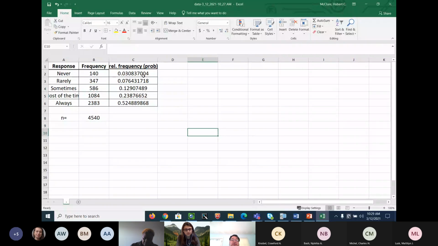Now, if you want to change these into percents, knock yourself out. Put a percent sign right here and change all these, of course.